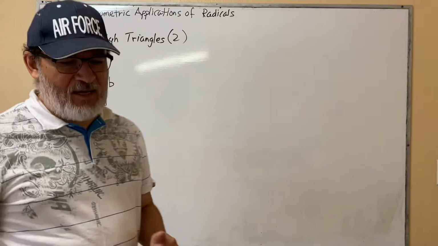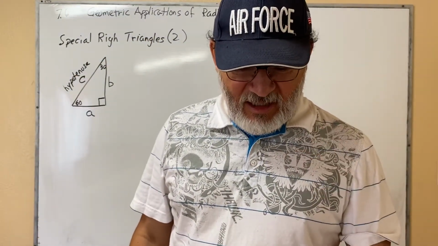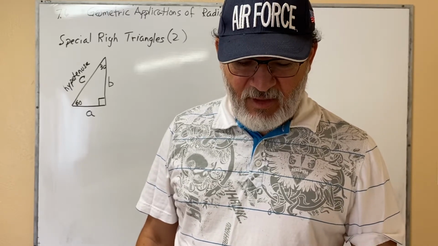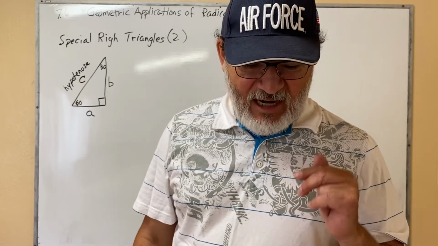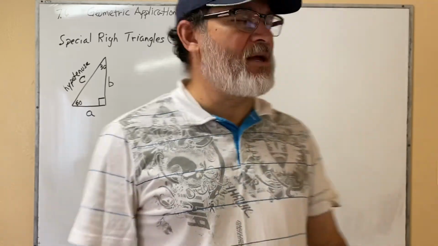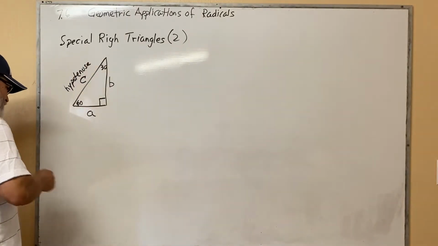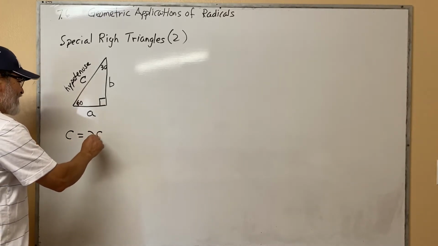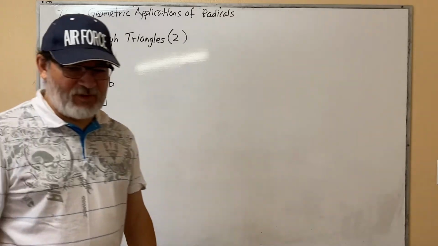And they're saying the length of the hypotenuse of a 30, 60, 90 triangle is twice as long as the length of the short leg. The length of the hypotenuse C is twice A. That's what they're saying. Okay?